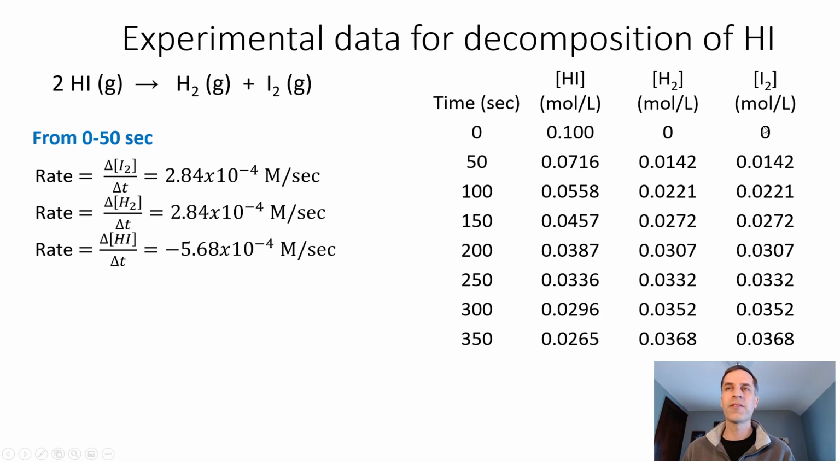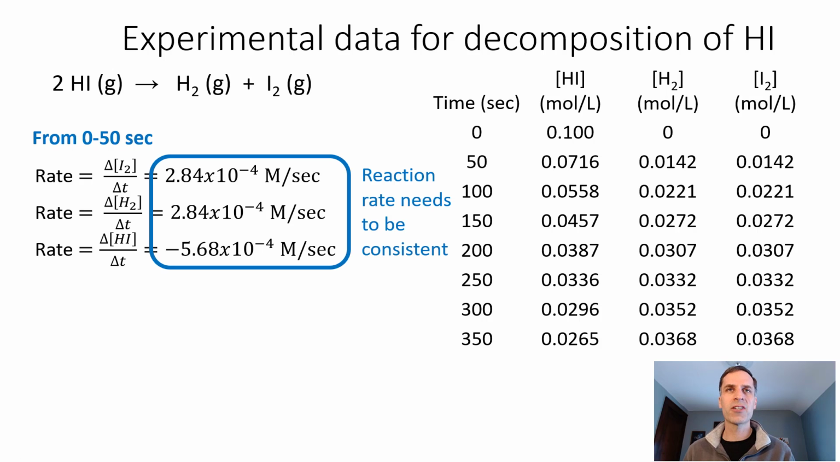So we look at final minus initial here, and we figure out that's 0.0142. We're going to divide that by the change in time, which is 50 seconds, and we can get our answer here. We can do the same thing for the H2 and the HI, and we get values for each of these.